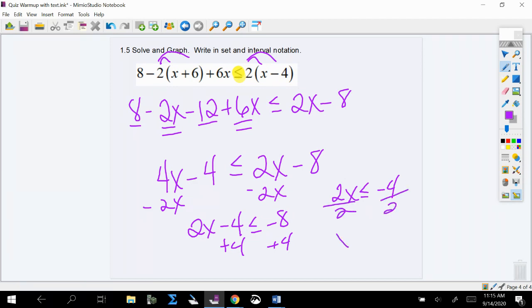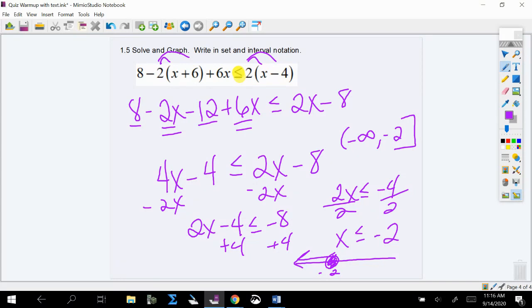You do not need to switch the inequality because you didn't divide by a negative number, you divided by a positive 2. When you do a single inequality, in the end, your set notation will still just have that single inequality. So my set notation is x is less than or equal to -2. The graph should be a closed circle, and it should be heading to the left because it's everything that is less than or equal to -2. And the interval, it goes from -infinity to -2, and -2 is included. It has a closed circle, so we put a bracket there.